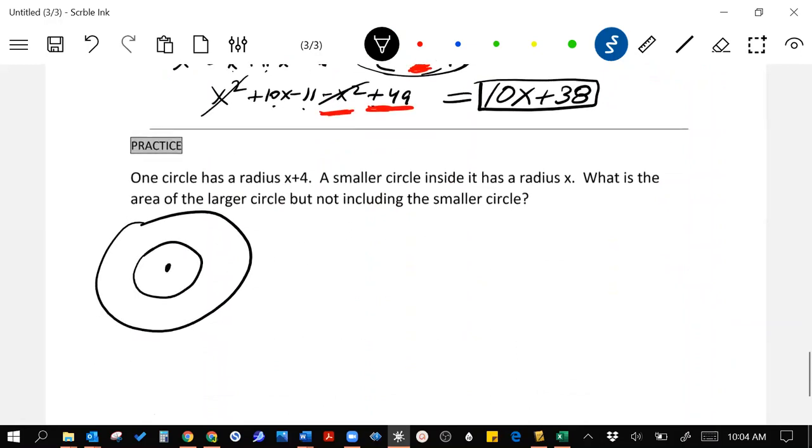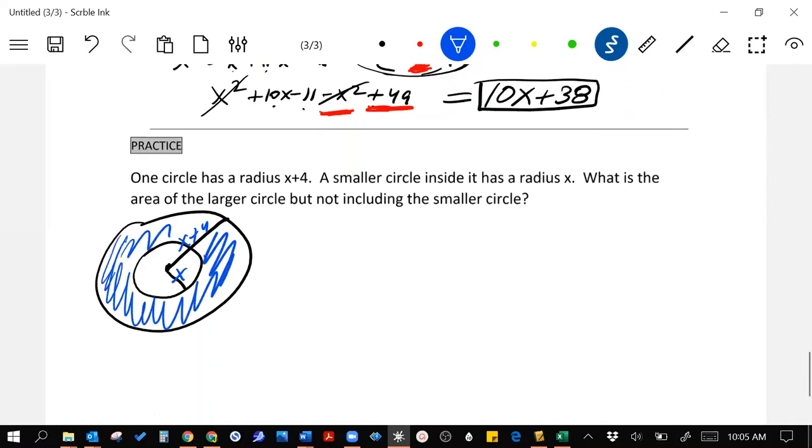So we have here one circle that has a radius of x plus 4, and then another circle with a much smaller radius, and that one's a radius of x. So what's the area of the larger circle? In other words, what's the area of just this part? Okay, so what we're really doing is we're trying to find the area of the big circle, take away the area of the little circle.